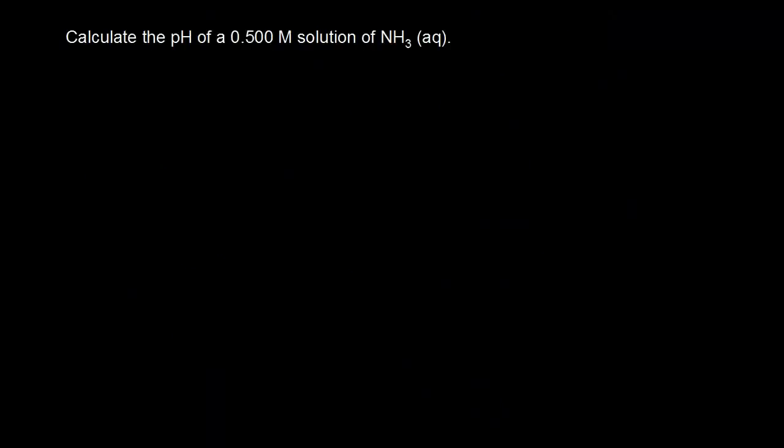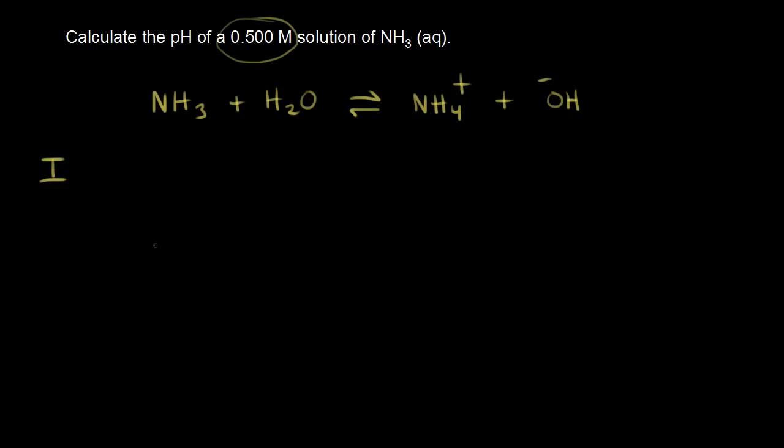Our problem asks us to calculate the pH of a 0.500 molar solution of aqueous ammonia. So we have ammonia in water, so we have NH3 plus H2O. And ammonia is going to accept a proton from water and turn into NH4+, ammonium. And if water loses a proton, H2O turns into OH-. So let's go ahead and write our initial concentration here. So for ammonia, we have 0.500 molar. So we write 0.500 molar here.